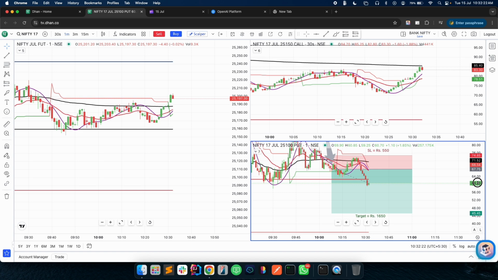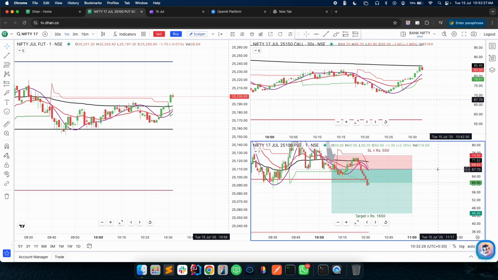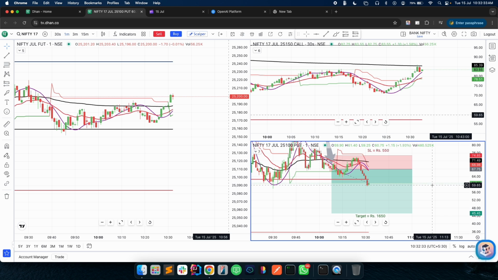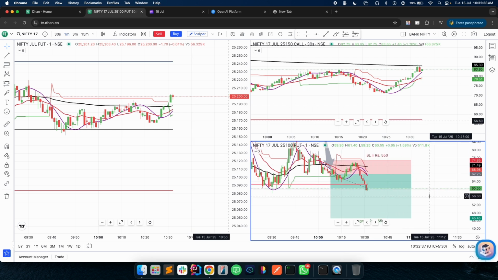As we predicted, as AI predicted, it started going down. Right now, we are in a profit of 1 is to 1, which is, we entered at around 67.75. Right now, it's 60.75, which is 7.75, right? So 1 is to 1 target achieved.